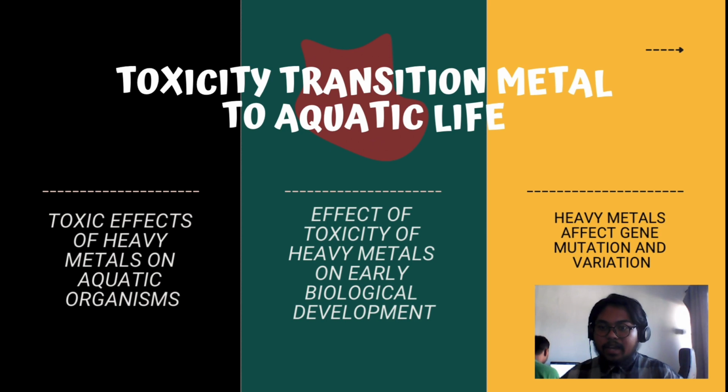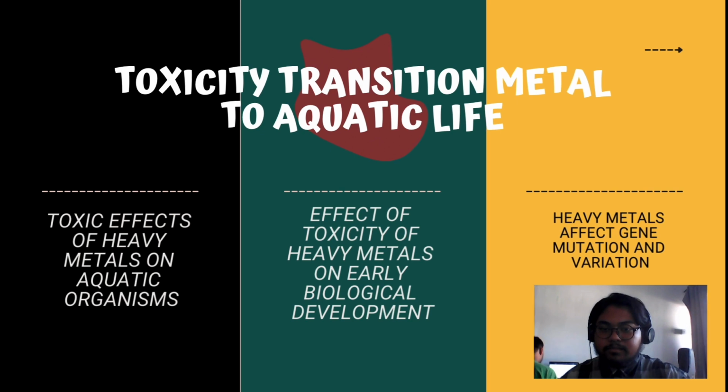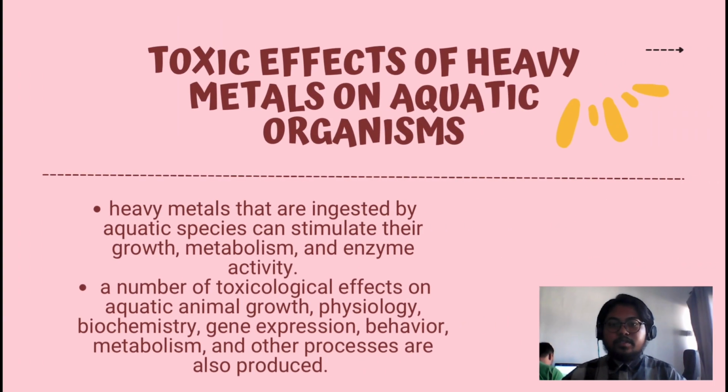There are three impacts of toxicity of transition metals to aquatic life. First, toxic effect of heavy metals on aquatic organisms. Second, the effect of toxicity of heavy metals on early biological development. And third, heavy metals affect gene mutation and variation. Okay, let's go to the first impact, toxic effect of heavy metals on aquatic organisms.